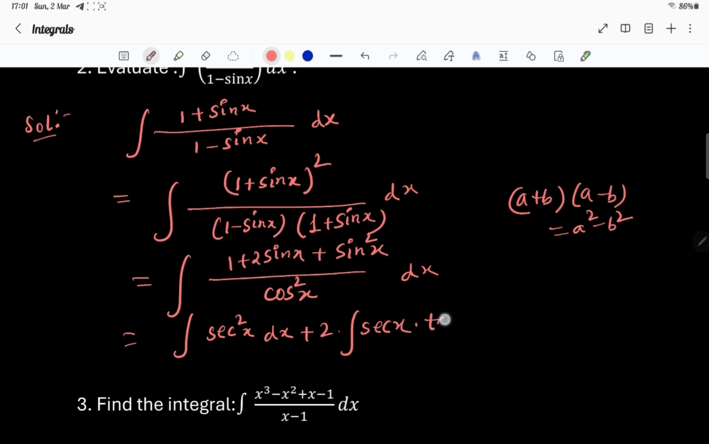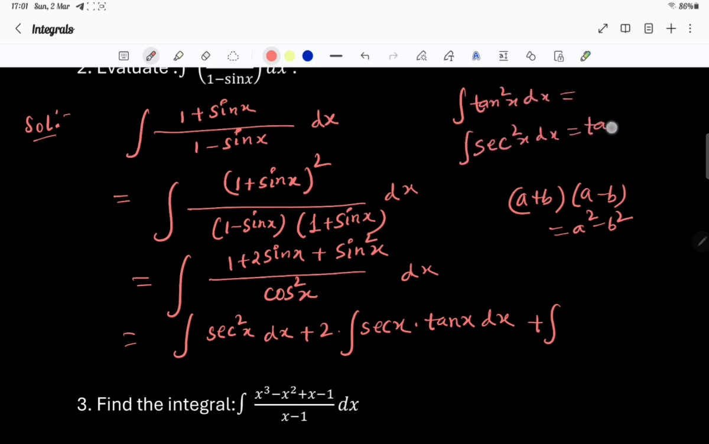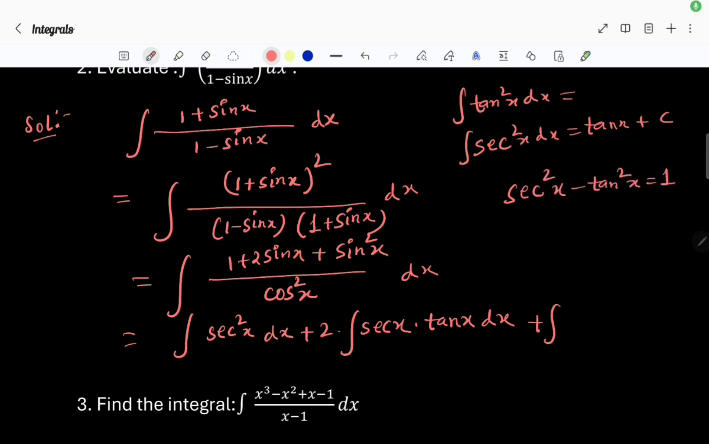So sec x into tan x remains, right? Sec x into tan x dx, plus sin square by cos square gives tan square x, but we will not write tan square. As you know, there is no formula for the integration of tan square x. There is a formula for the integration of sec square x dx, which is tan x. So we change tan square x into the form of sec square x. As you know, the identity is sec square x minus tan square x equals 1. So I can write tan square x as sec square x minus 1, so sec square x minus 1 dx.